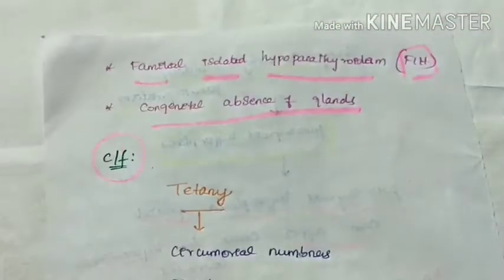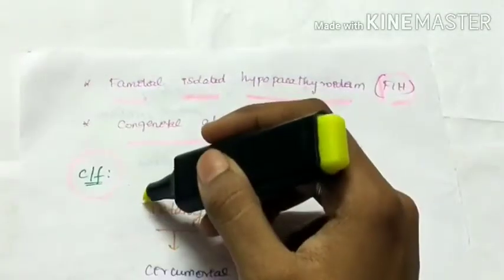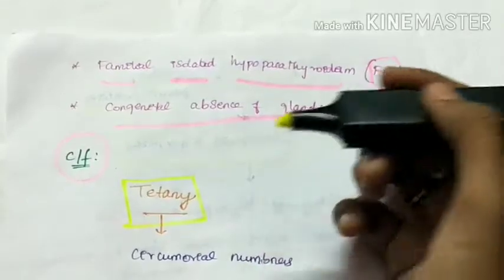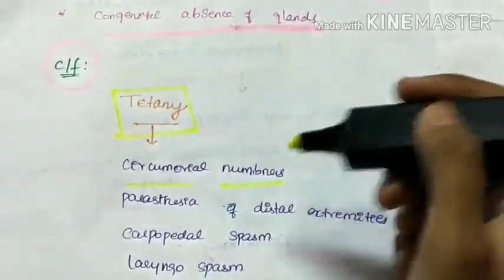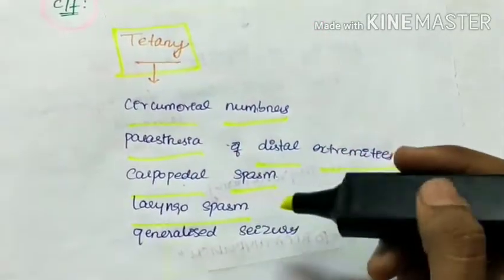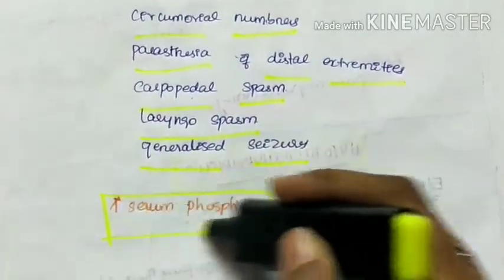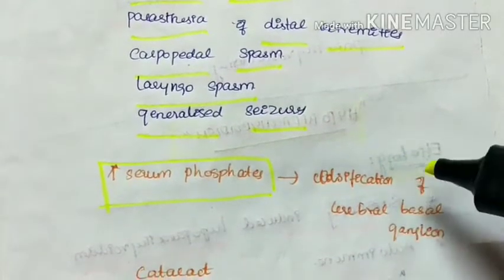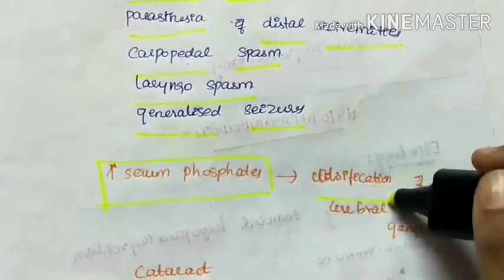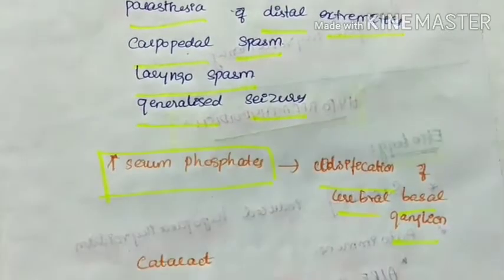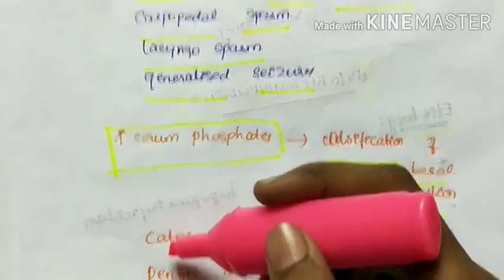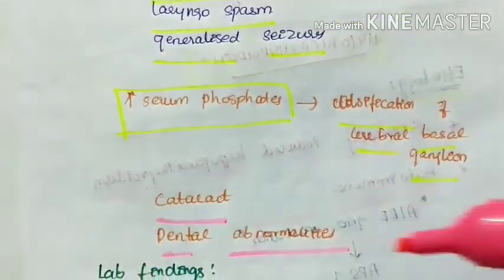Clinical features of hypoparathyroidism are the characteristic feature is hypocalcemic tetany, in which there is circumoral numbness, paresthesia of the distal extremities, carpopedal spasm, laryngospasm, and there can be generalized seizures. There is increased serum phosphates, which leads to deposition in the cerebral basal ganglion. Also there can be cataract and dental abnormalities.